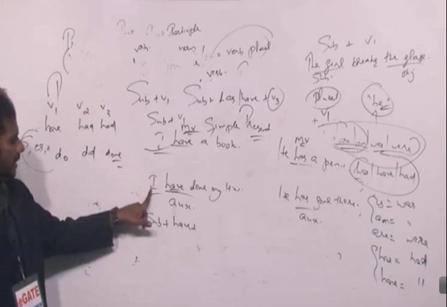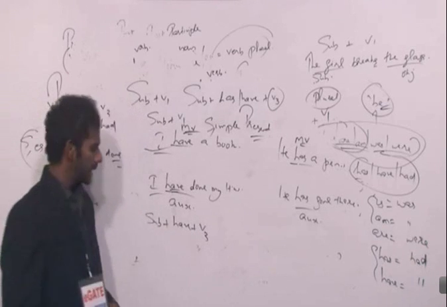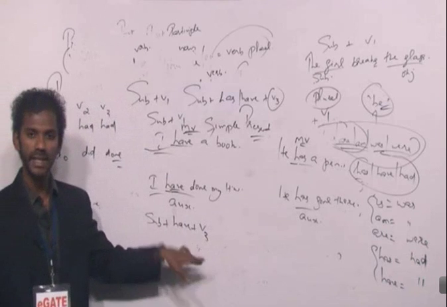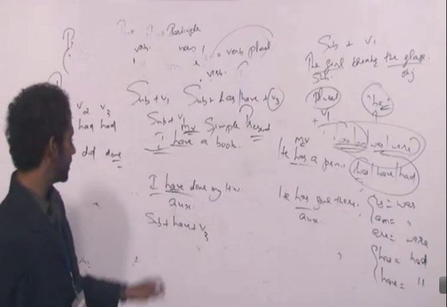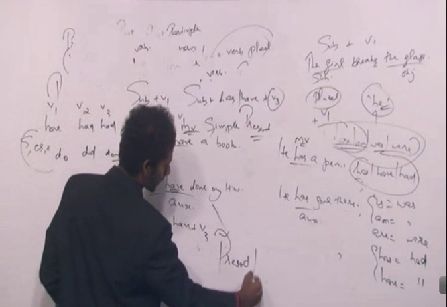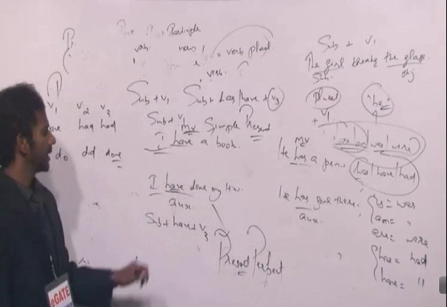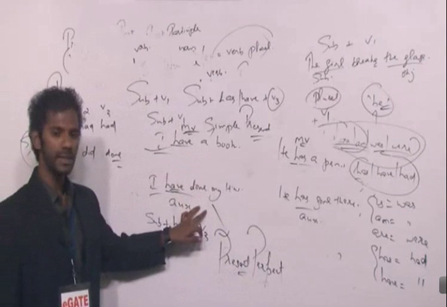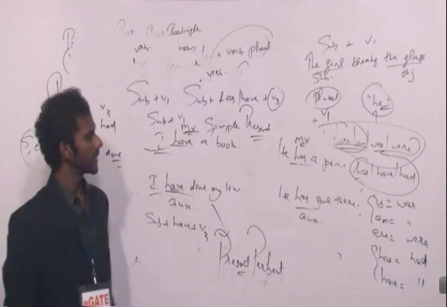Clear? So this sentence is in the order subject plus have plus V3. Subject plus have plus V3 is the rule of present perfect tense. Clear? So I can say this sentence is in the present perfect tense. So this is simple present, this is present perfect. Got it? Fine.